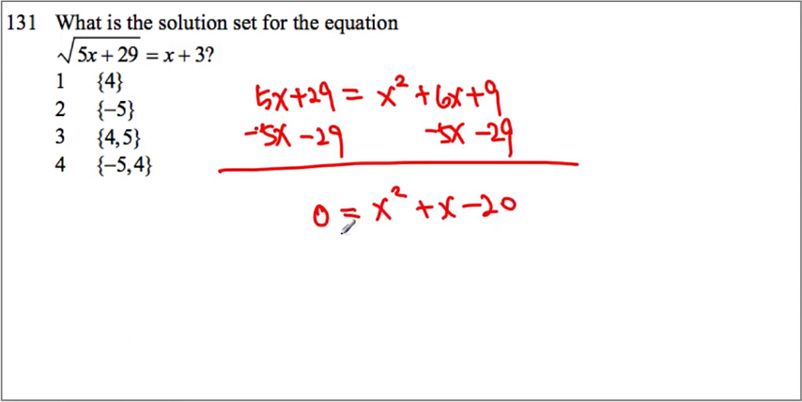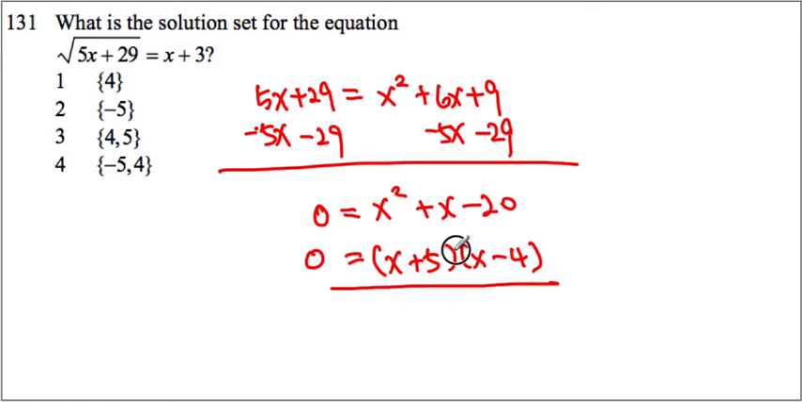Now, likewise, we're going to factor. Two numbers that multiply to negative 20 and add up to 1. Yes, x plus 5 times x minus 4. That's how we can factor this trinomial. Then making a t-chart once again, we have x equals negative 5, while here x is equal to 4. But we're not done because we have to check these answers back onto the original equation.